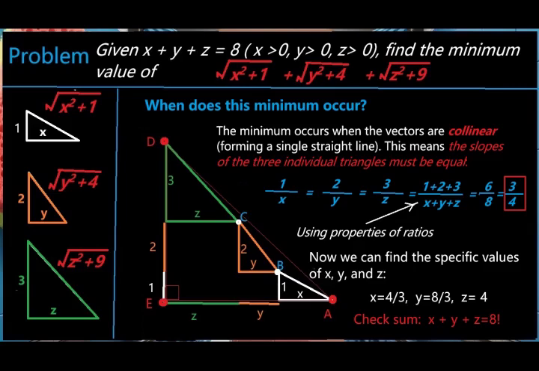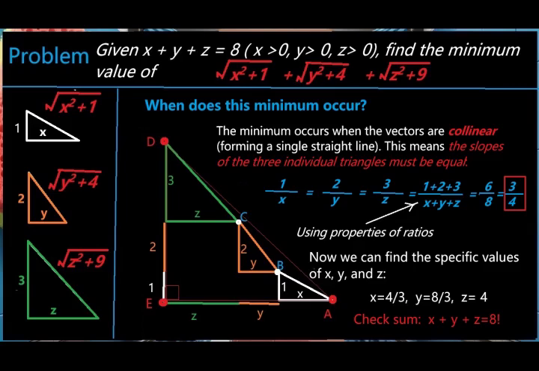This means the slopes of the three individual triangles must be equal. 1 over x equals 2 over y equals 3 over z. Using properties of ratios, this equals adding 1, 2, 3 over adding x, y and z, which is equal to 3 over 4. That is, the line's slope is 3 over 4.